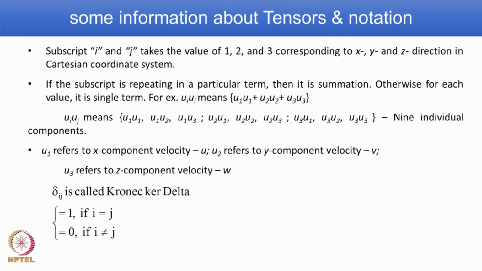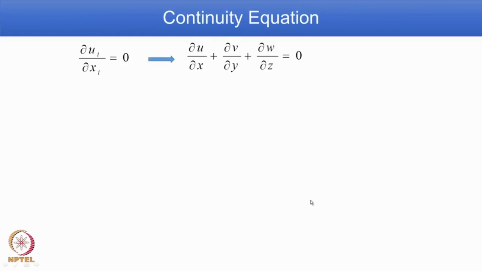We also learned a new term called Kronecker delta ij. The Kronecker delta has a value of 1 if i is equal to j, otherwise it is 0. We also represented Kronecker delta in the form of a matrix as shown here: 1 0 0, 0 1 0, and 0 0 1. So, it is a diagonal matrix. We will now start using index notation in detail, and wherever possible I will repeat information about the index notation.